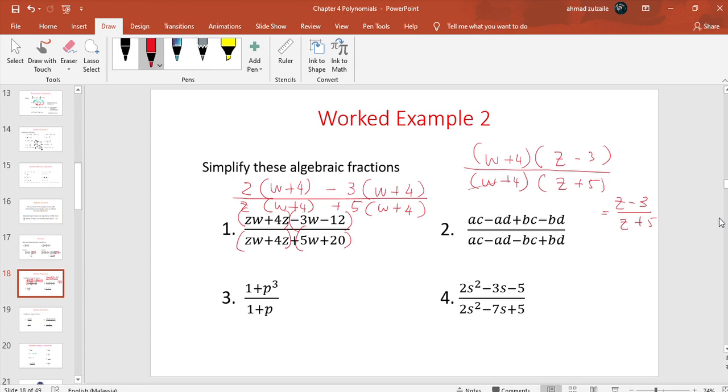Okay, same thing for number 2 here. But you have to be careful when you deal with the negative sign. You must remember, when you factorize a negative, the sign in between will be changed. So you have to be careful.